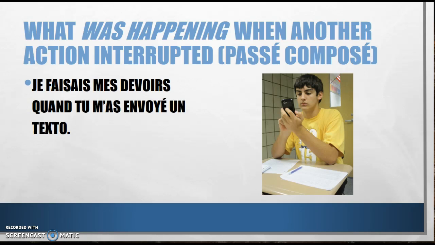Okay, and then this is another way, and we'll get into this more as we contrast the passé composé and the imparfait in the next module. But we use the imparfait to tell what was happening when something else interrupted. So, je faisais mes devoirs quand tu m'as envoyé un texto. I was doing my homework when you sent me a text. So the imparfait is basically used for what was happening. And then the passé composé can then interrupt and something else can happen.